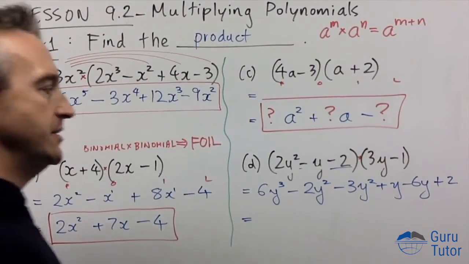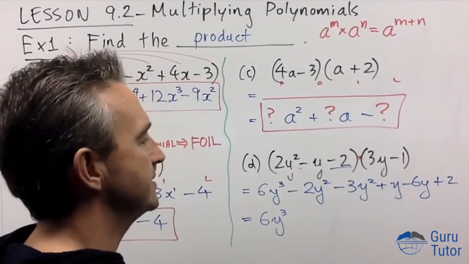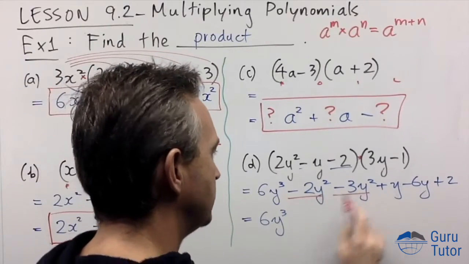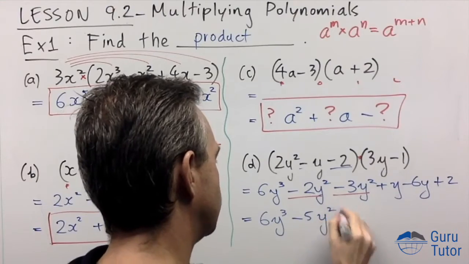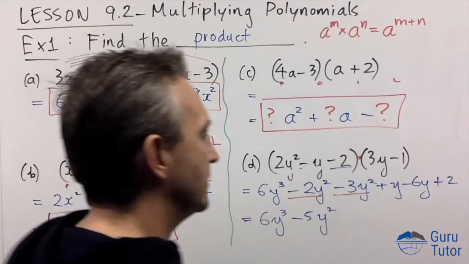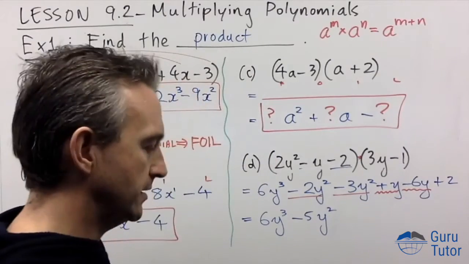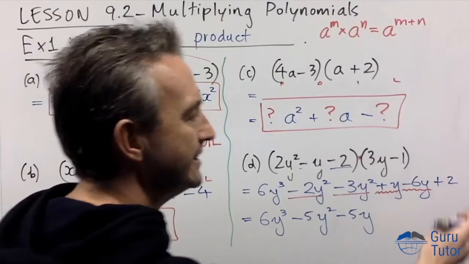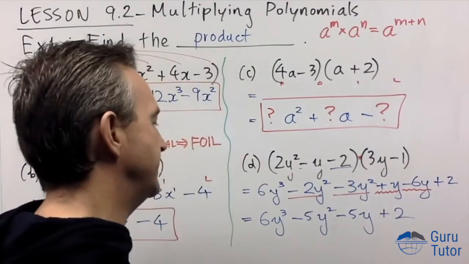Now let's collect the like terms. 6y cubed. What about our squared terms? So we've got minus 2y squared minus 3y squared. That gives minus 5y squared. And what about the y terms? We've got plus 1y minus 6y. Collecting like terms there leaves us with minus 5y. And at the end there we've got something called a constant term. Plus 2, that just copies down.